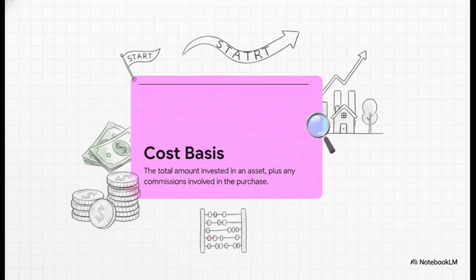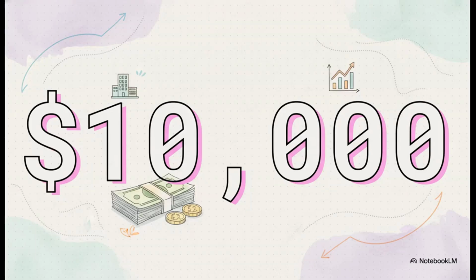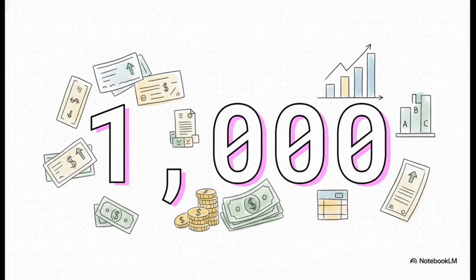It's your starting line. Now, to make this crystal clear, we're going to follow one single investment from the day we buy it all the way through. Let's pretend we're investing in a made-up company we'll call ABC Inc. And let's say you invest $10,000. This is your total stake, the full amount you've decided to put into ABC Inc. And for that $10,000, you're able to buy exactly 1,000 shares. Simple enough. You are now officially a part owner of ABC Inc.